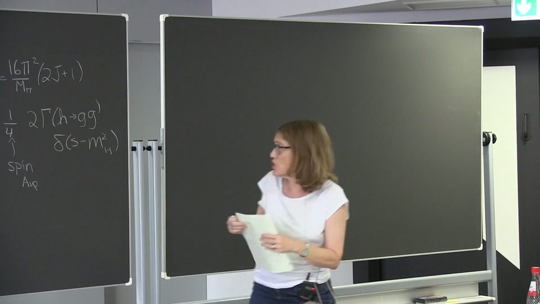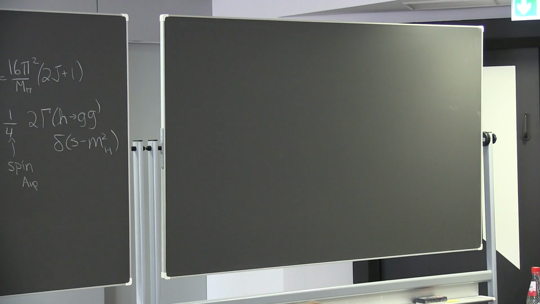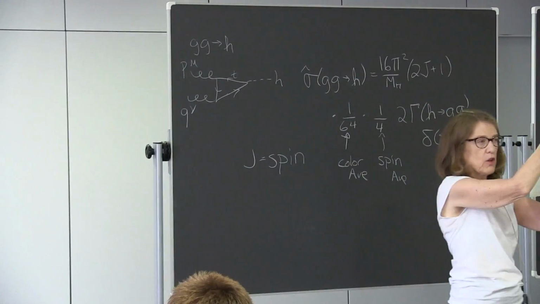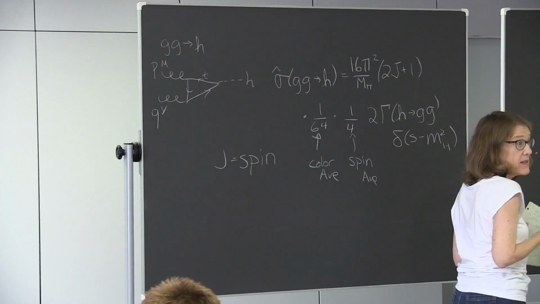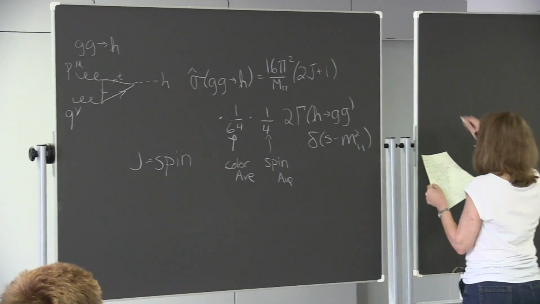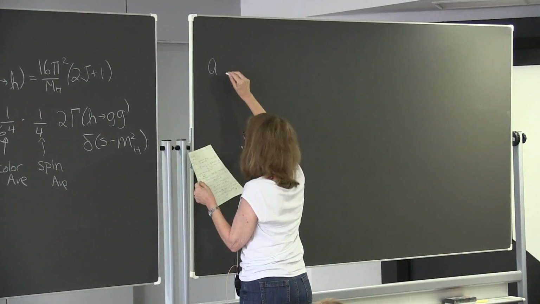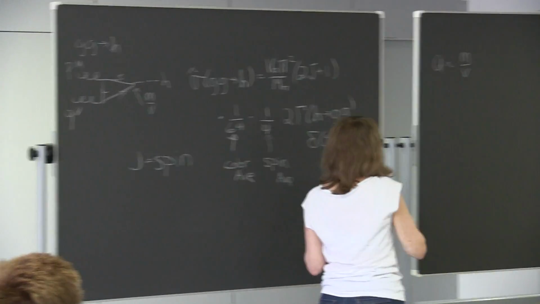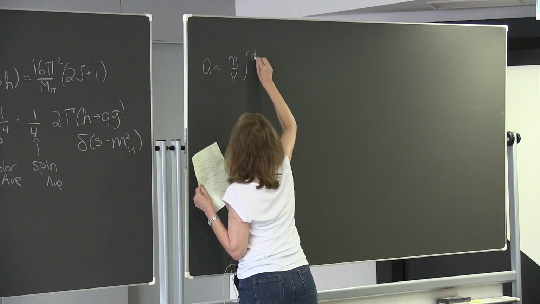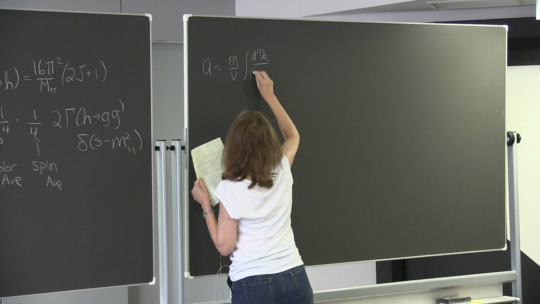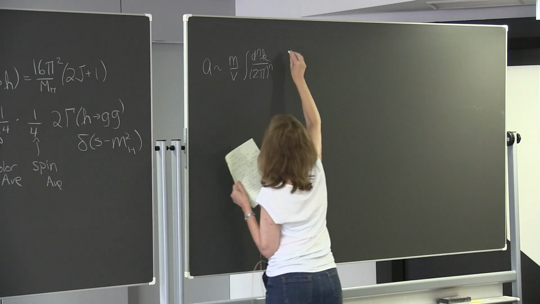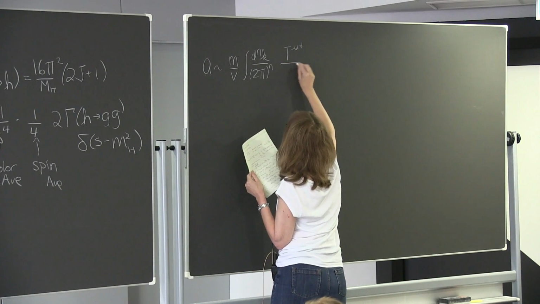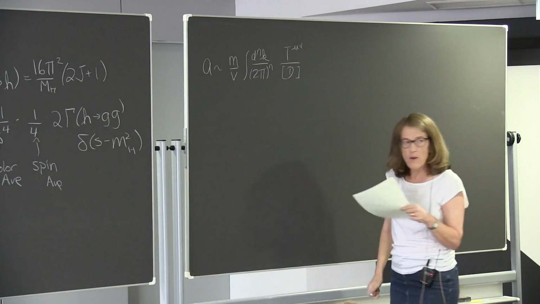So I'm going to just sketch how this goes. Let's see. So this will be P mu, and this will be Q nu. And there's also a diagram where the gluons are crossed, of course, which gives exactly the same answer. Okay. So the amplitude for this guy is going to go like m over v from right here, integral d^n k over 2 pi to the n, times some numerator times some denominator. So far, so good, right?